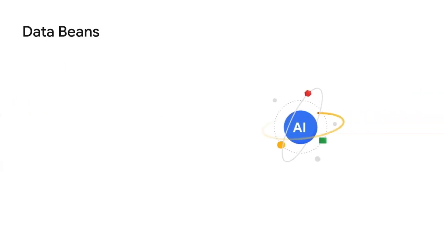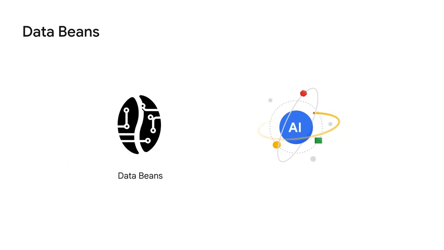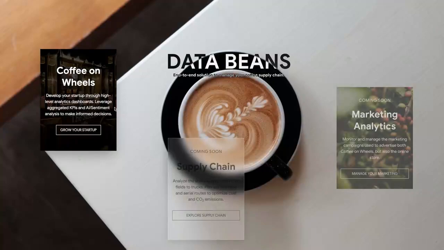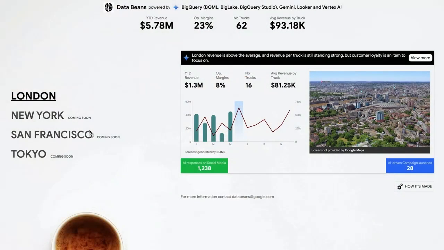Recognizing the potential of AI, Coffee on Wheels sought assistance from DataBeans, a digital native company, to leverage data and AI technologies to resolve their business challenges. Let's take a tour of the demo. Choose one of the 4 current locations, such as London.